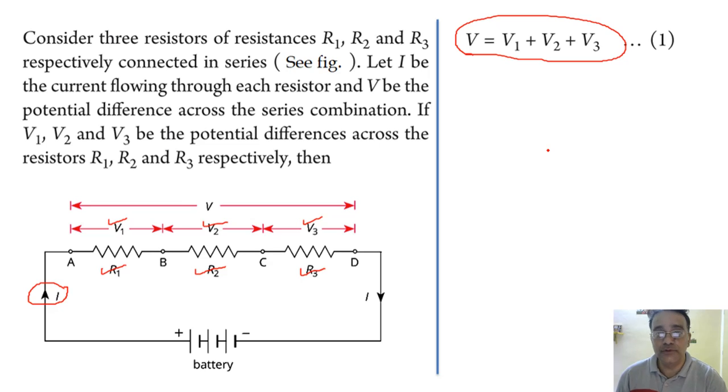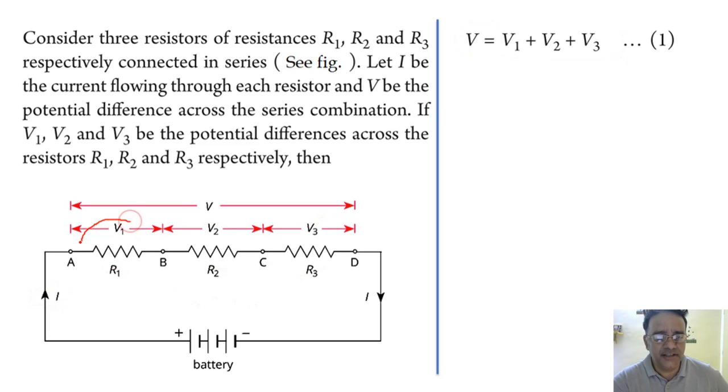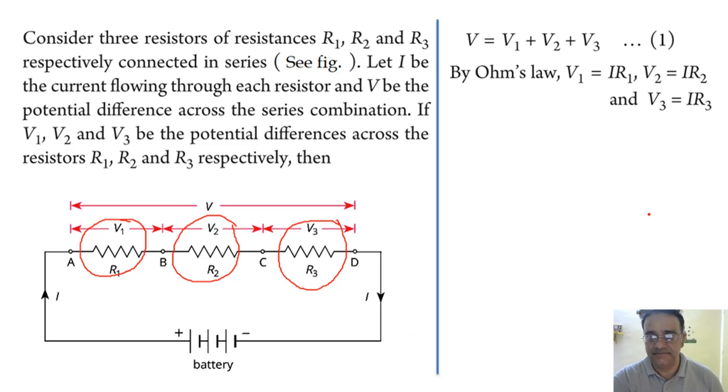Now by Ohm's law, we are going to take the form V is equal to IR. So what is the voltage across this resistance? Resistance is R1 and current is same, so I. So V1 is equal to IR1. Similarly, V2 is equal to IR2, V3 is equal to IR3. Now this value we will substitute. Why have we taken I in all? Because the current flowing through all the resistors is same.